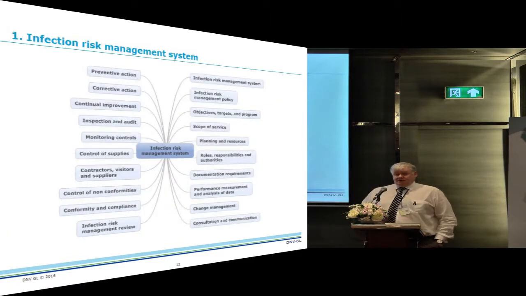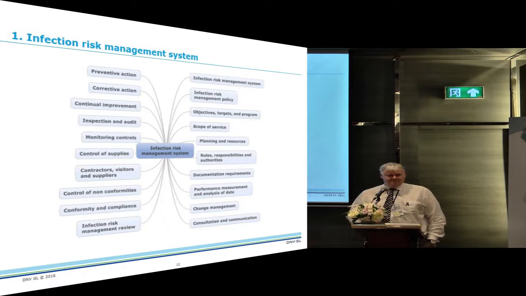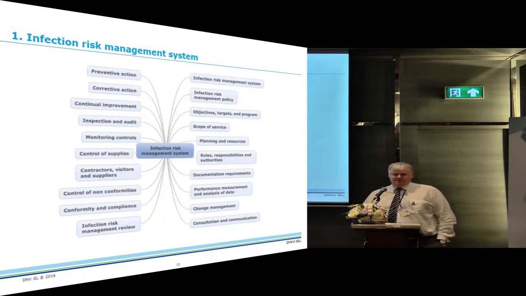So the first element is the infection risk management system. Basically, the question you're asking is, are you an organization? Do you have consistent policies? Do you have control, etc.? So one of the first things it does is it says that in the hospital there is a leader, usually the chief executive. What is the chief executive's role in managing infection risk? So the standard takes this away from a technical discipline to an organizational responsibility.